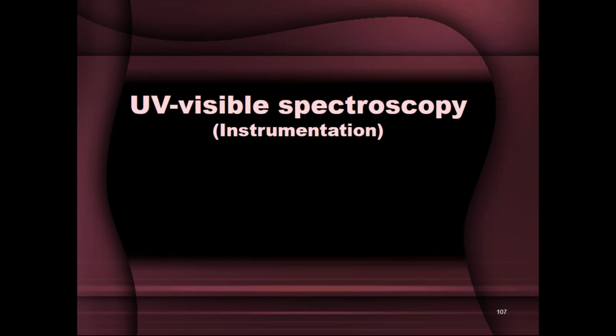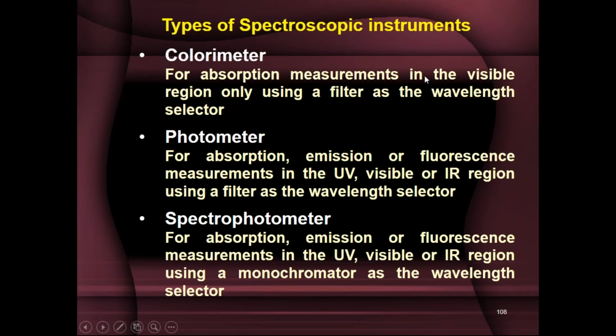So here we'll start with UV visible spectroscopy and the instrumentation part. There are different types of spectroscopic instruments available to us. We have three different types of instruments. They are called the colorimeter, photometer, and spectrophotometer.